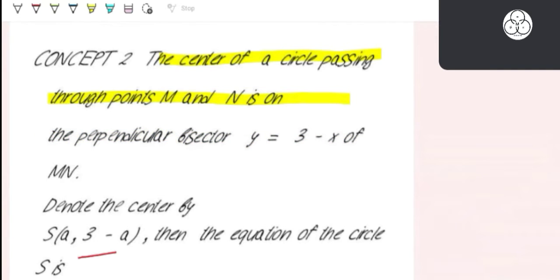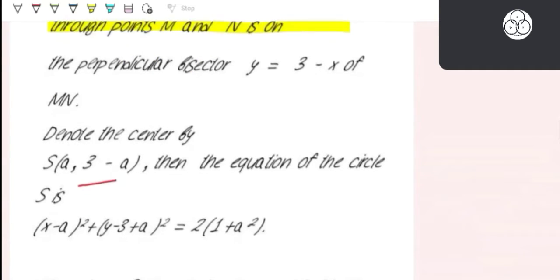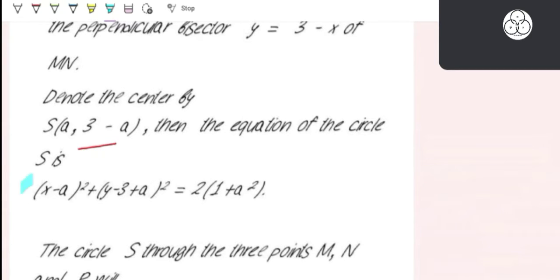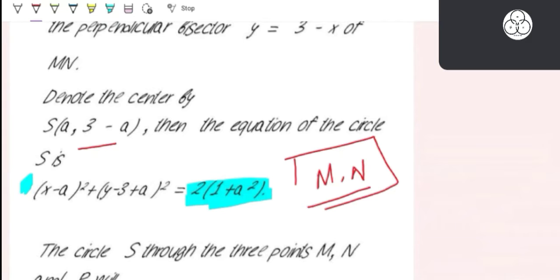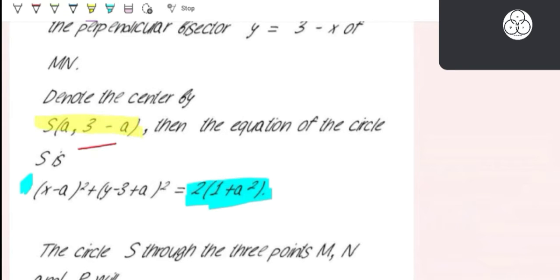Now we can also write the equation of the circle passing through MN. This is the equation of the circle. How do we know the radius of the circle? Because M and N points are known to us, we can simply find the distance of any point M or N from the center, which is a comma 3 minus a, and we'll get this. This is the radius of the circle.